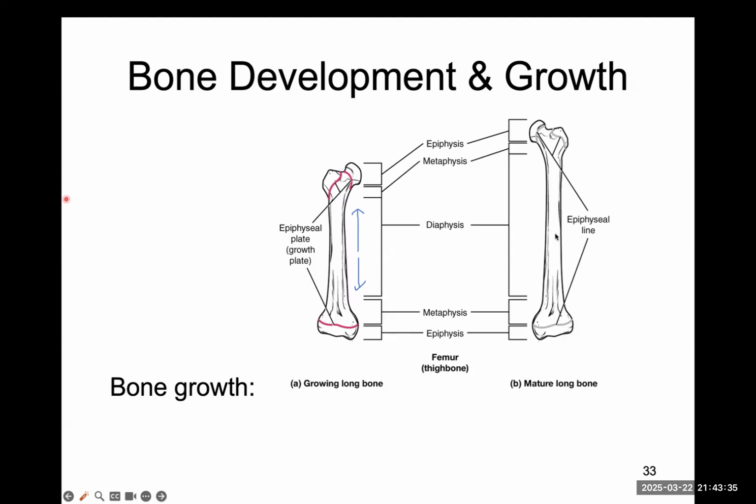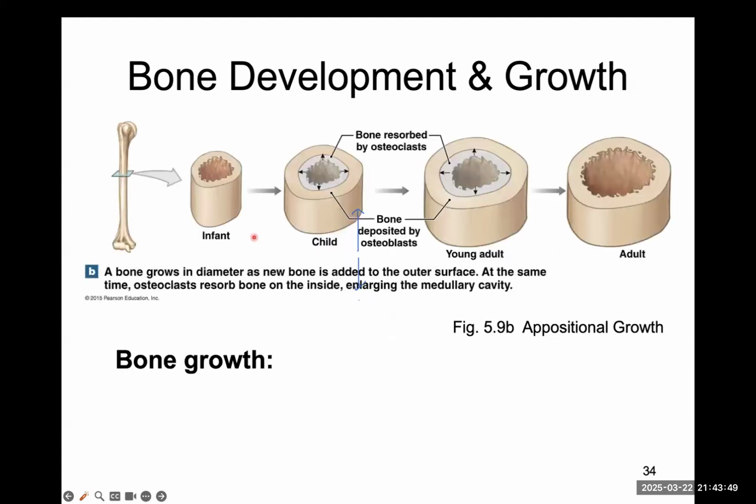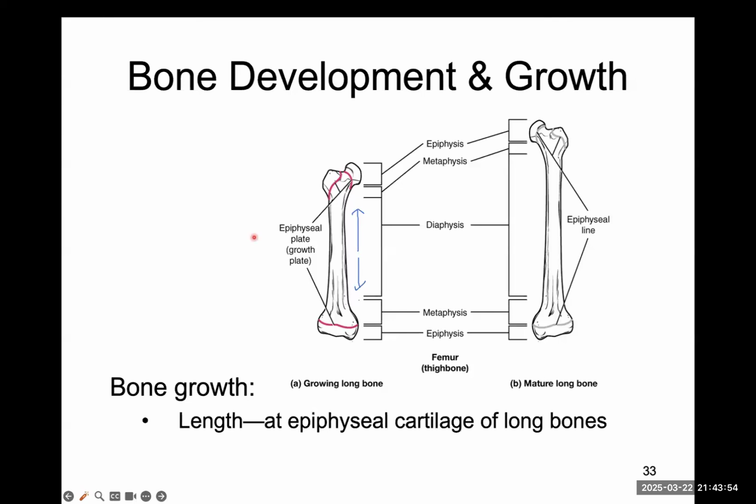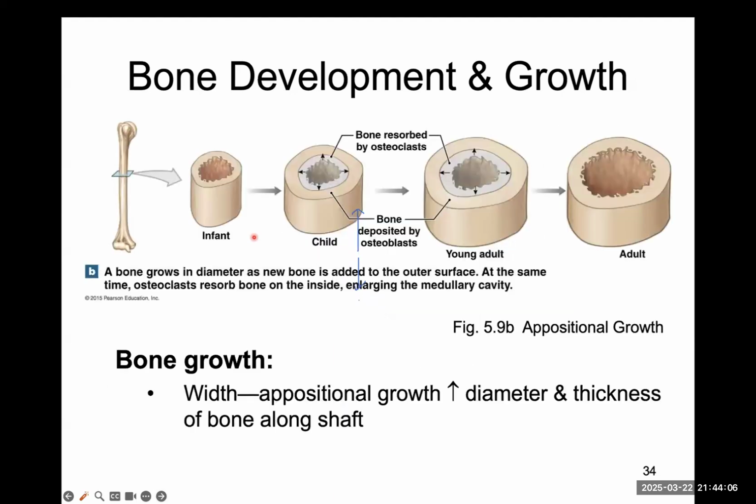And basically outside is the compact bone and then inside is the spongy bone. So as it becomes thicker, you have these osteoclast cells that are going to eat away at the bone on the inside, at the endosteum. So they're going to eat away, making the space wider and wider and keeping up with the growth of the bone. And that's called appositional growth.